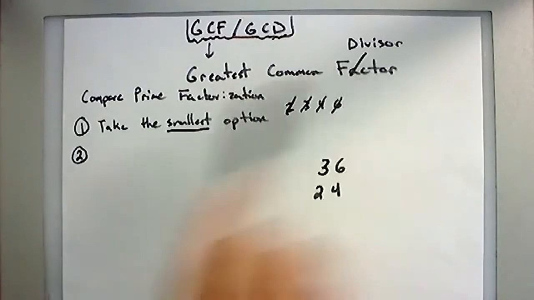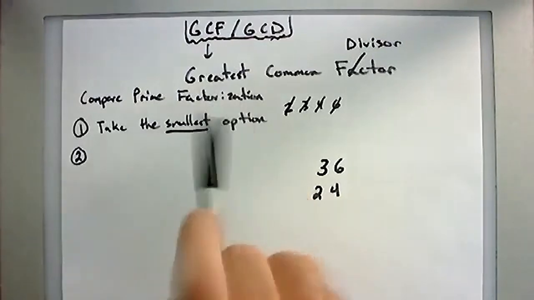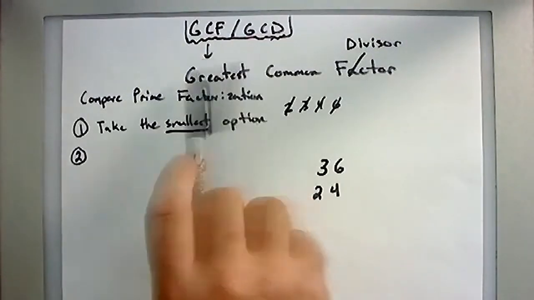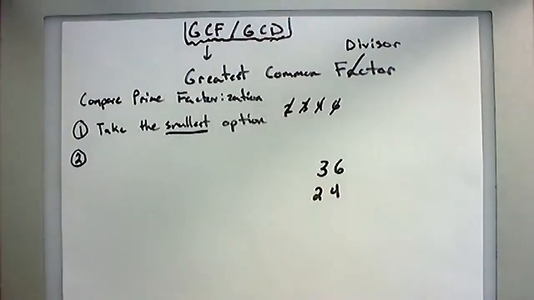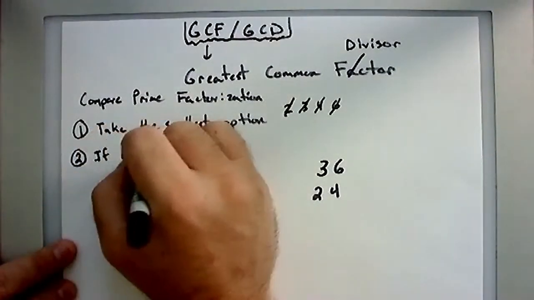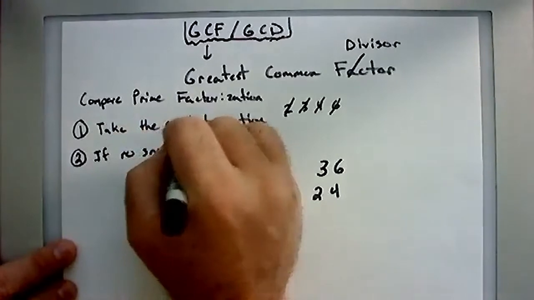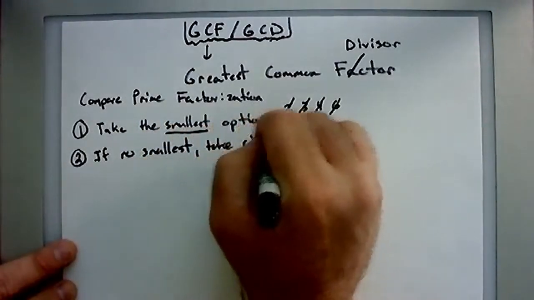It does say greater, and that's what smallest says, guys, smallest. We are looking for the greatest, but I don't know. This is why it's confusing. Ignore the word greatest, basically, when you're doing the breakdown. The smallest option is what you want. Again, this will make more sense in just a moment. And the second rule is if no smallest, and you'll see what I mean by this in just a moment. If no smallest, take either one.